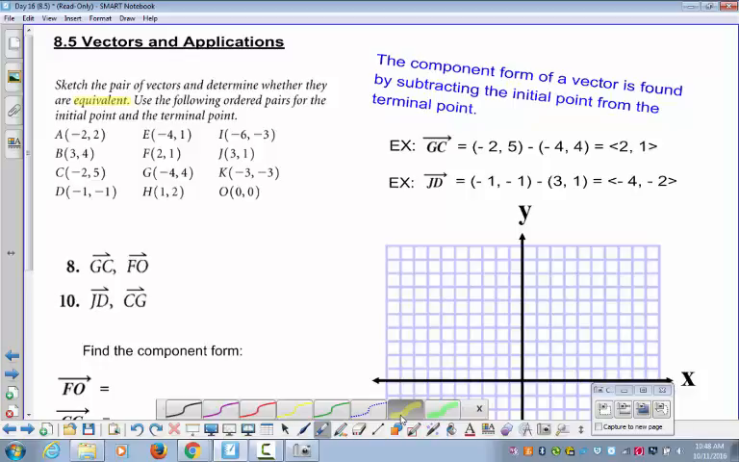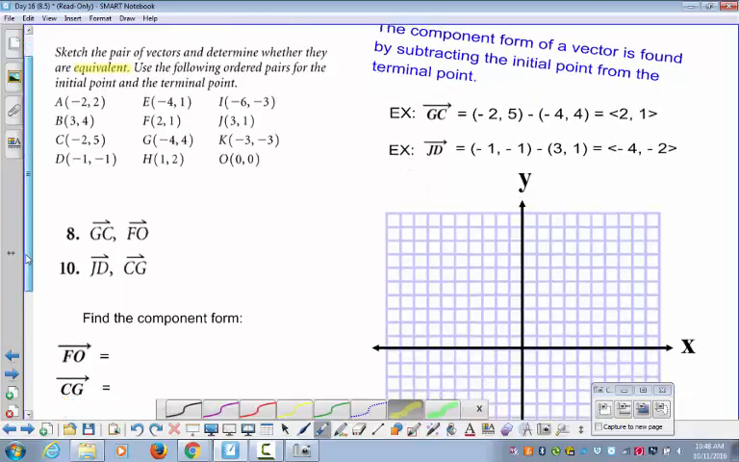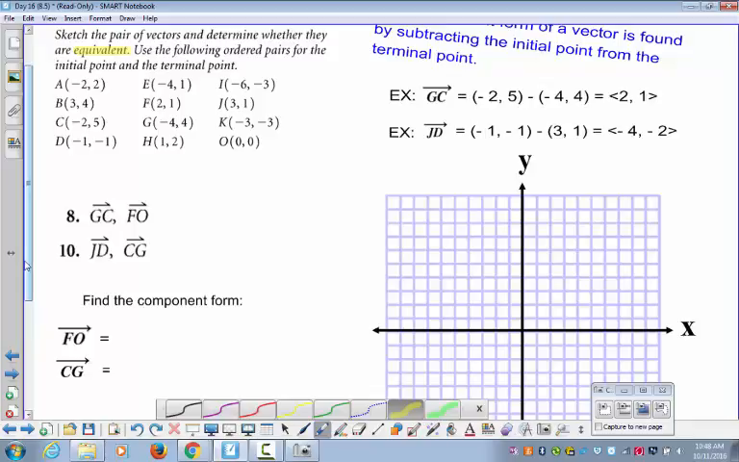Now, there is one position for a vector, called the standard position, that tends to be really useful, and that is when you position it so that the tail of the vector, the initial point of the vector, is at the origin. If it's emanating from the origin, that's called the standard position. Okay, so let's go ahead and do a couple of these.